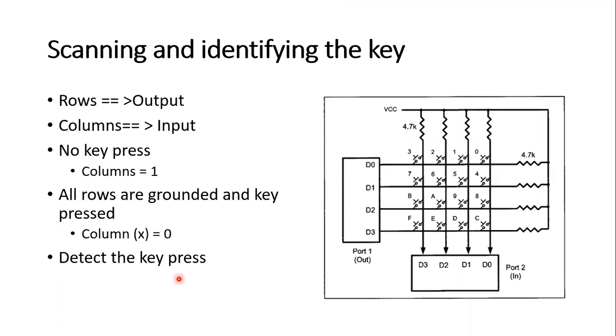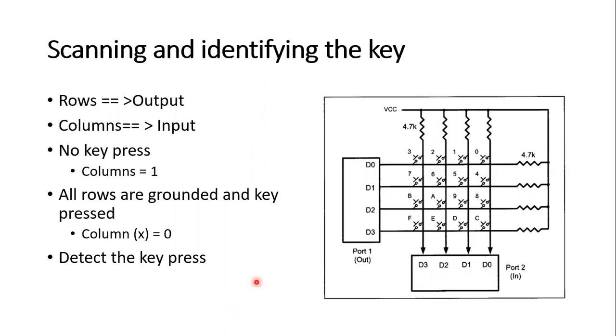Then what do we have to do? We have to detect the key press. So this is how we first scan: scan for the key press. Is there any key pressed in the keypad? How do we do it? By setting all the rows to the ground level, and if any key is pressed, the corresponding column will have the value 0.